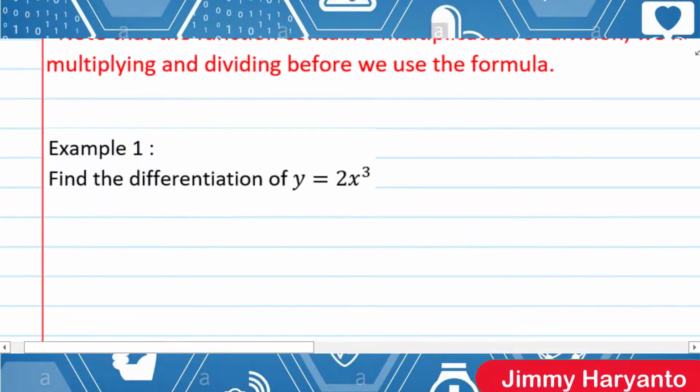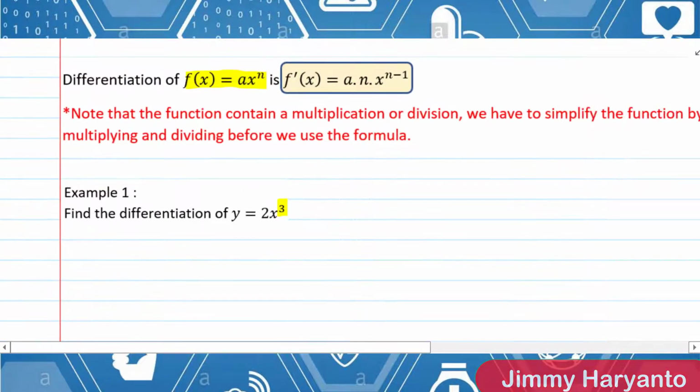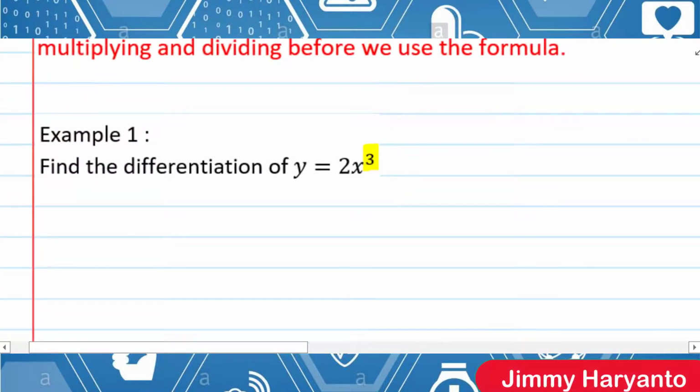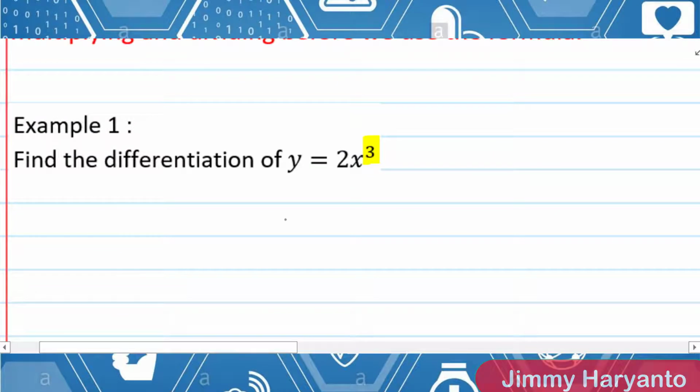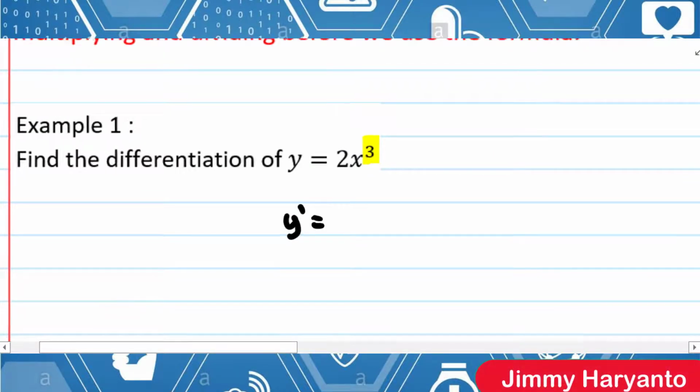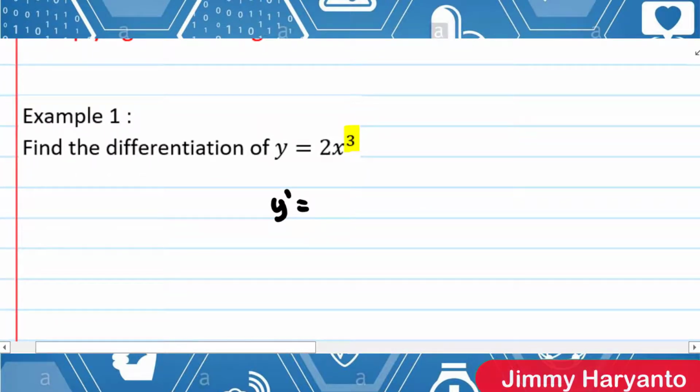So example 1, we have y equals 2x to the power of 3. Please note that we have power 3. Power 3 means it's not linear, and we have variables, which means it's not constant. So we know that we have to use this formula. The formula is a little bit complicated, as you can see, but the working is easier than you think.